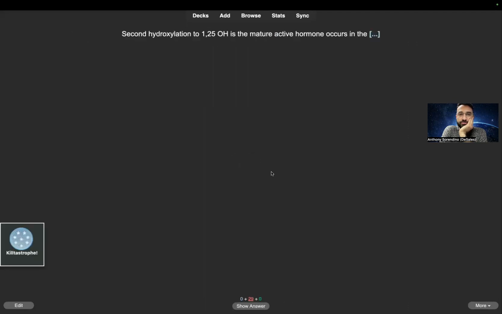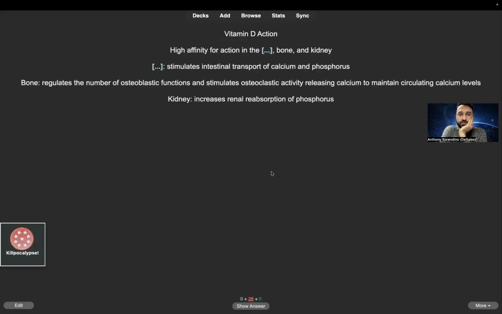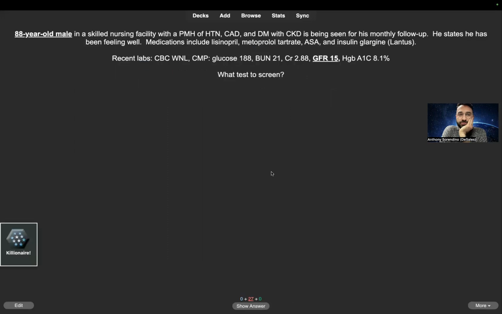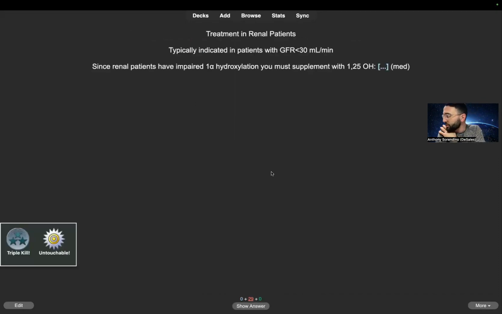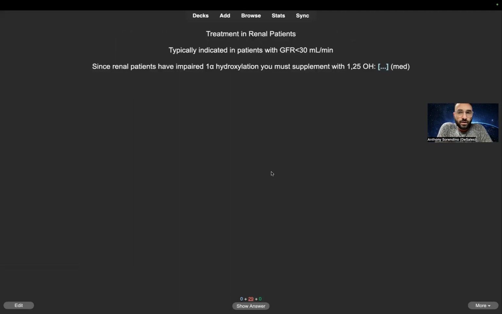Calcium, kidney, intestines, 125. In normal healthy patients with good renal function, it's going to be 25-OH. It's that main circulating form. What's the name of 125? Calcitriol.